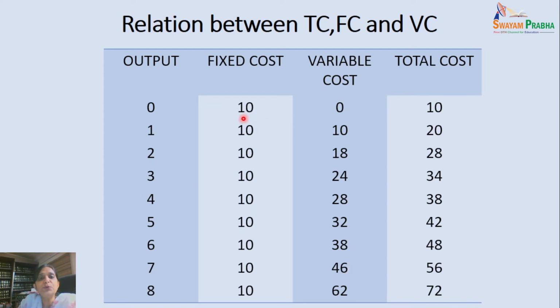It is the sum total of the fixed cost and variable cost. So column 2 plus column 3 will give you column 4. So you see total cost is continuously increasing, right? Because the change in the total cost is because of variable cost, the shape of the total cost curve will also be like the shape of the variable cost, because whatever change is happening in the total cost is because of the variable cost.